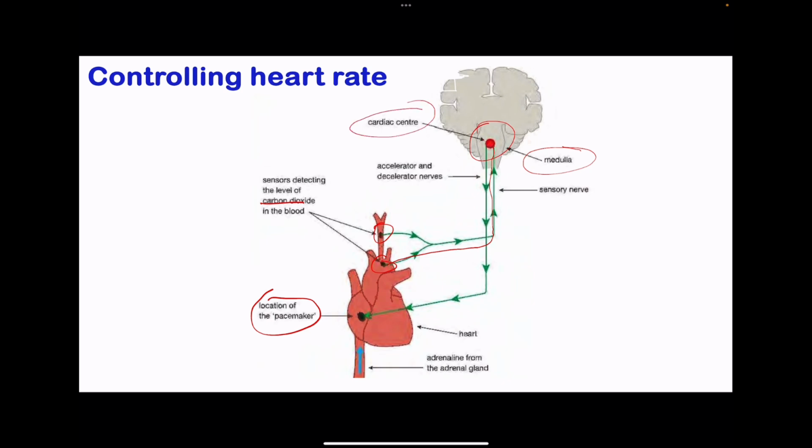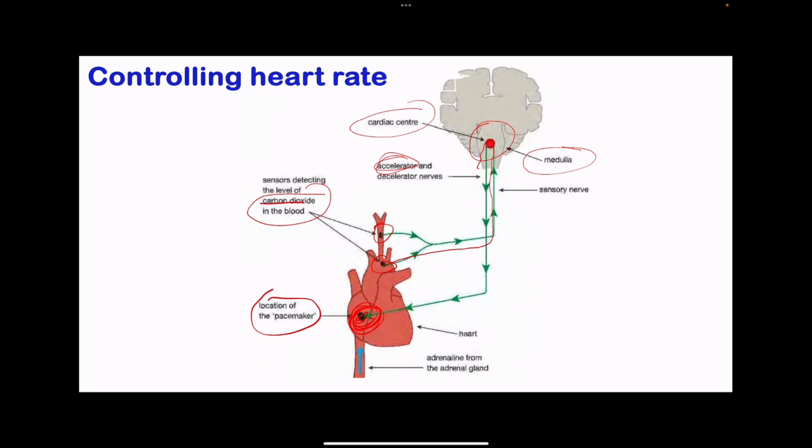The cardiac control center sends nerve impulses through an accelerator nerve. It's going to cause this region to stimulate the heart more, meaning more electrical stimulation is going to go to the heart muscle, making the heart muscle beat faster, getting rid of carbon dioxide by pumping more deoxygenated blood to the lungs so that more carbon dioxide can be removed.